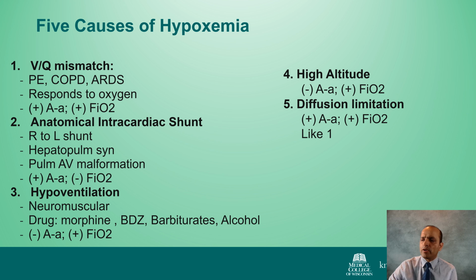So these are the 5 causes of hypoxemia. Start with the VQ mismatch. The way I remember this is, let's just start with the conditions that result in a normal A-a gradient. So let's talk about that.